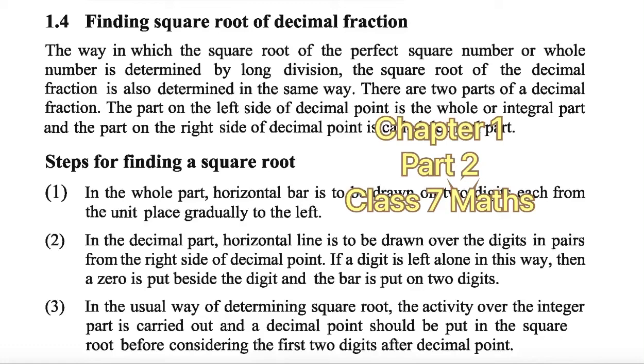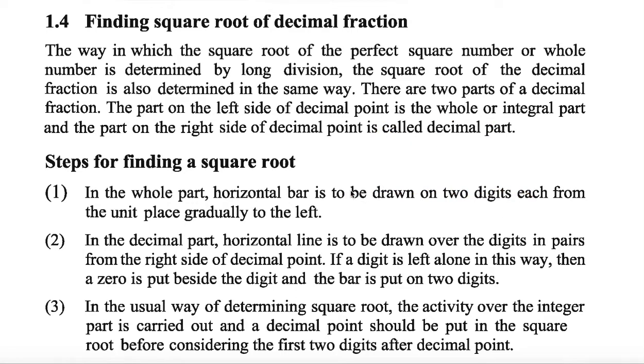We are continuing from the last session, that is rational and irrational numbers of chapter 1 of class 6 mathematics. Let's see how to find the square root. Square roots can be found simply for the perfect square numbers by using a long division method, and for decimal fractions also you can find the square roots.